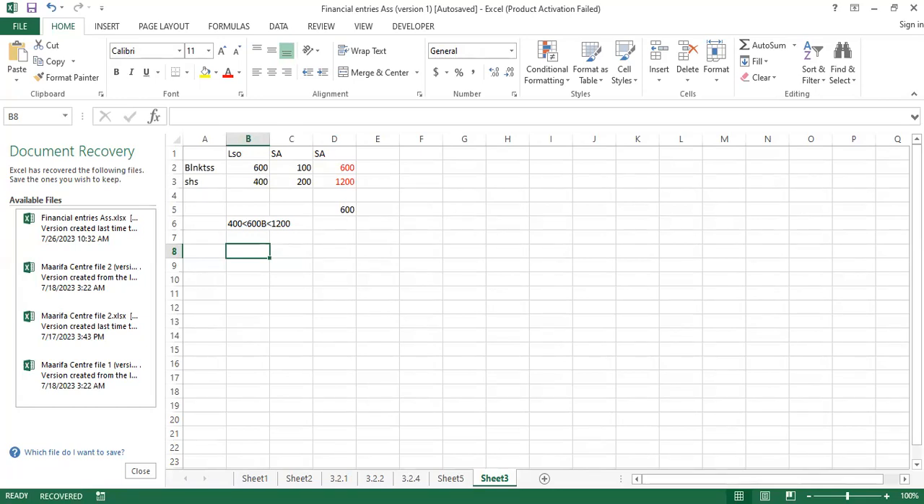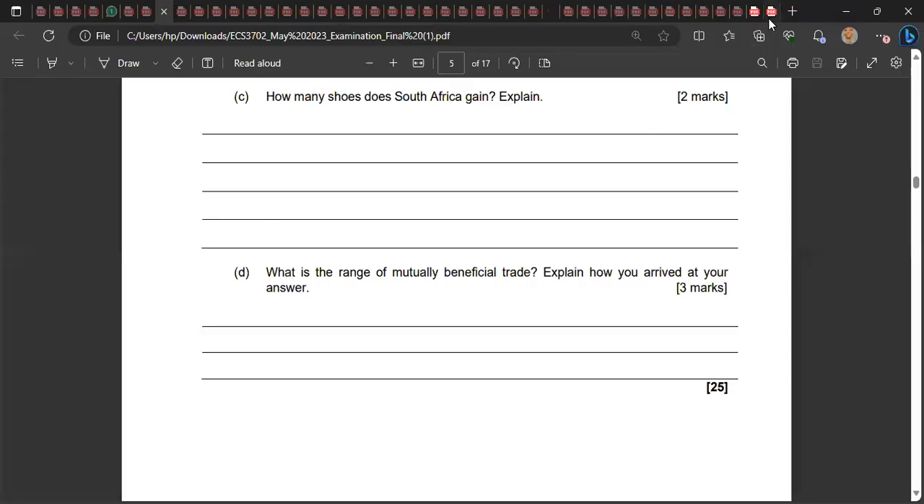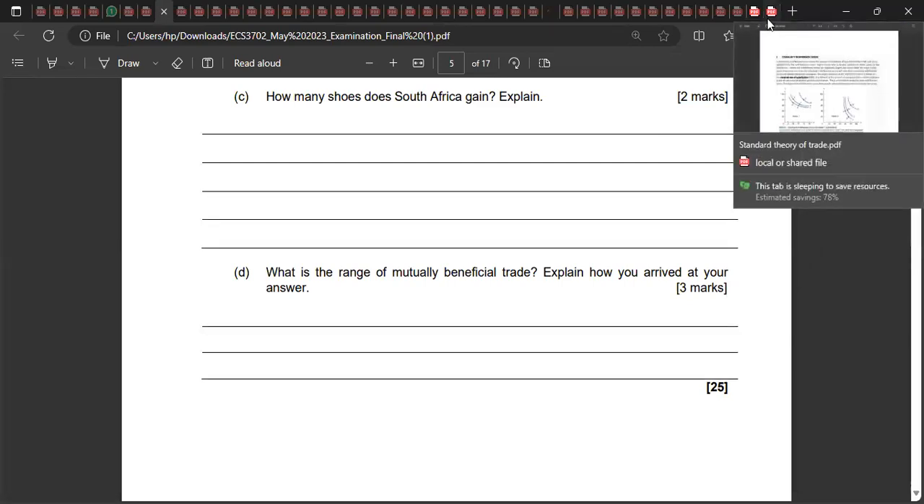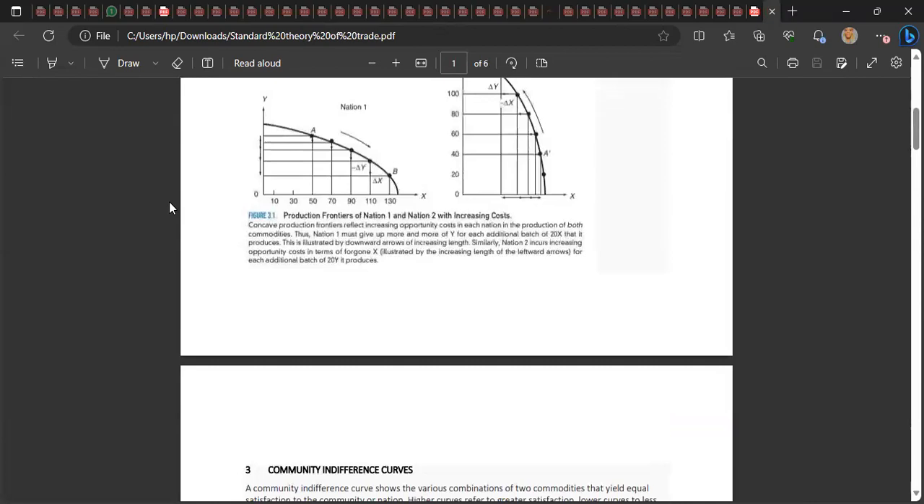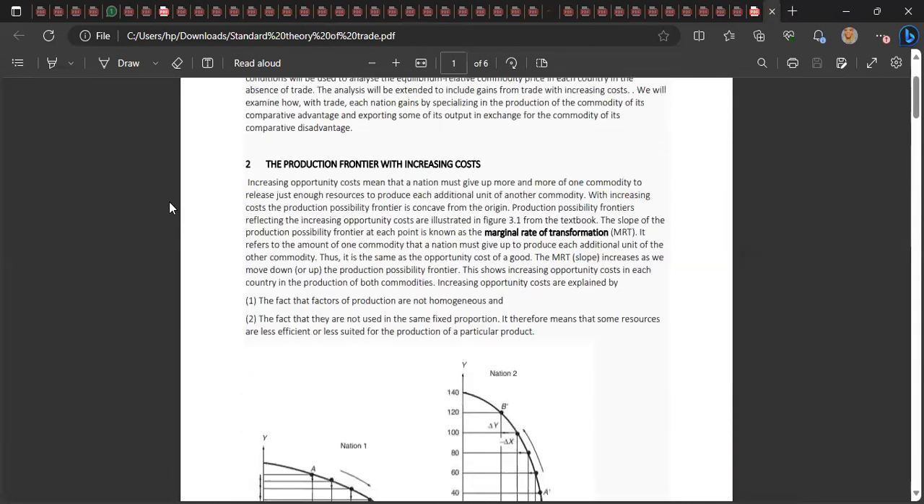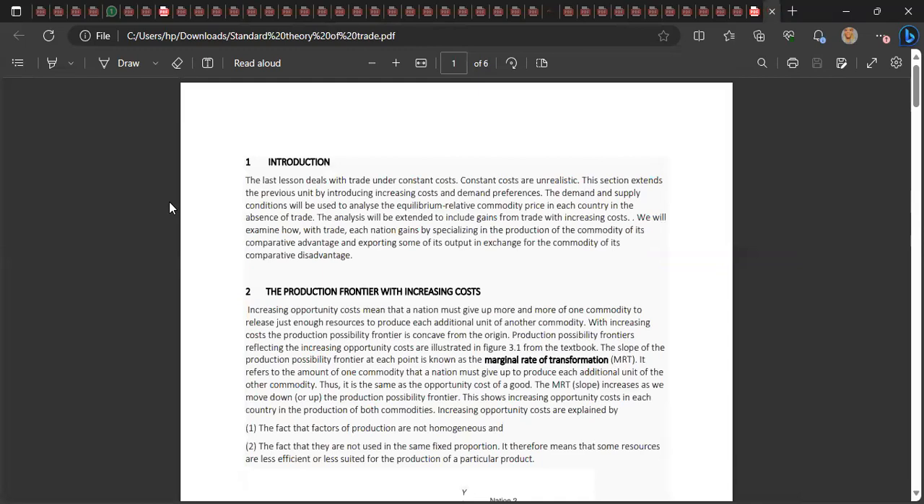Okay, and then back again on the standard theory of trade, just to talk about where we had left off last time. These notes are available, by the way. I think I'm going to have to send them to Debo because she joined just now. I'm just going to send them after the class.